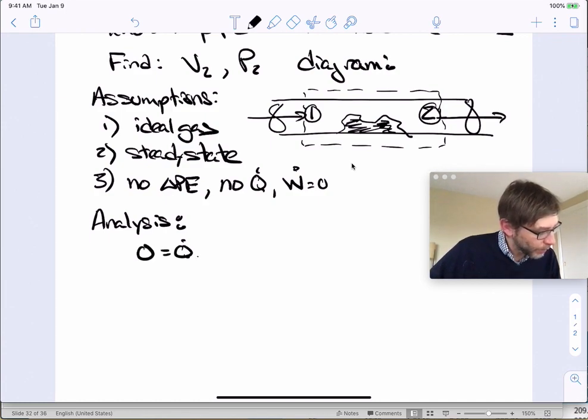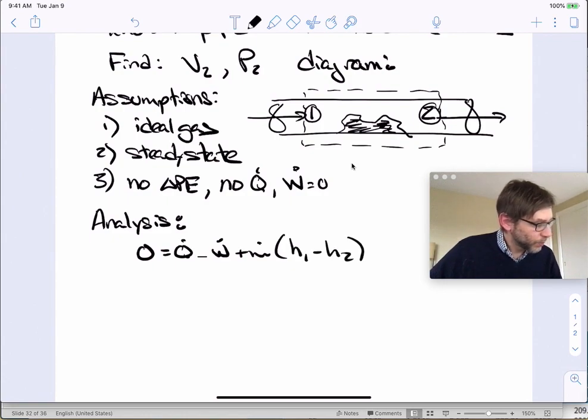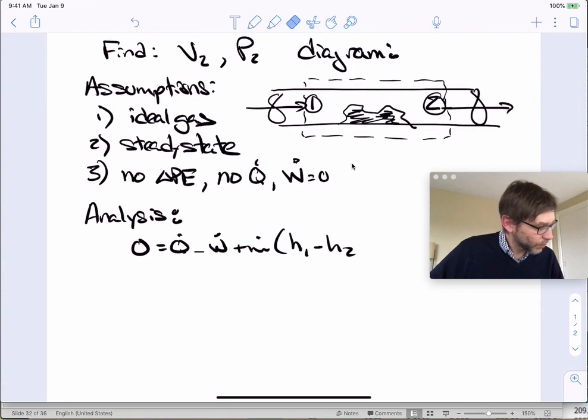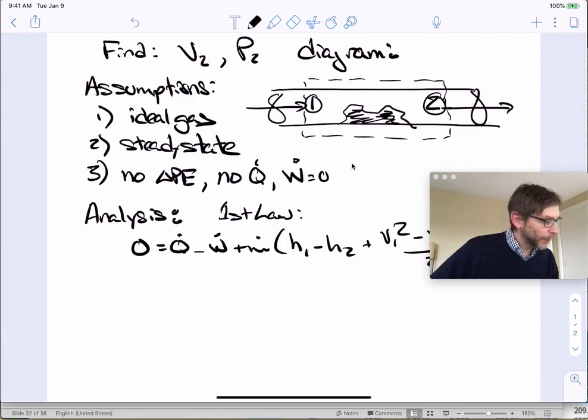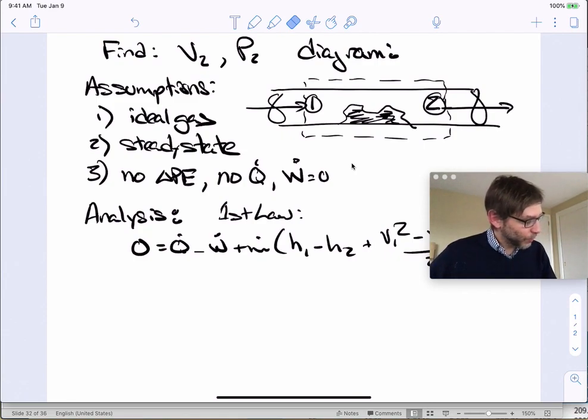0 equals Q dot minus W dot plus m dot times (h1 minus h2). I forgot that we have to take into account our velocity term, plus (V1 squared minus V2 squared) over 2. We're neglecting potential energy, so the gravity term goes away. So this is the first law. You've got to be getting sick of this by now, but we have a couple more classes of this. Get used to it.